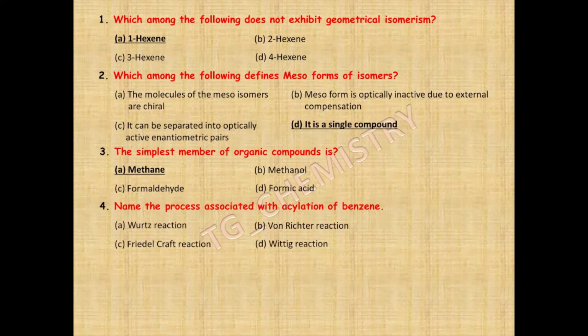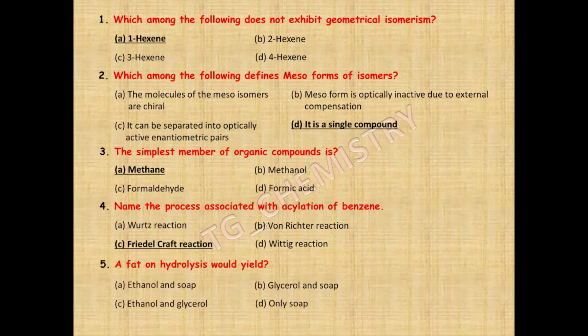Name the process associated with acylation of benzene. Now we know the acylation of benzene involves Friedel-Crafts reactions. Both alkylation and acylation are possible by means of Friedel-Crafts reaction of benzene. So among the four options, option C should be the right answer for this question.